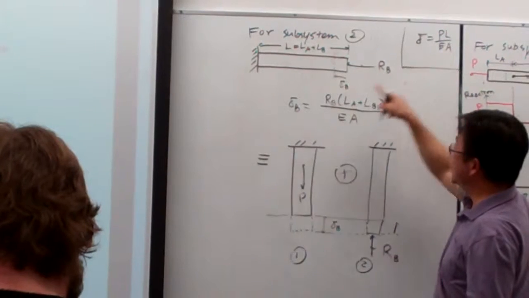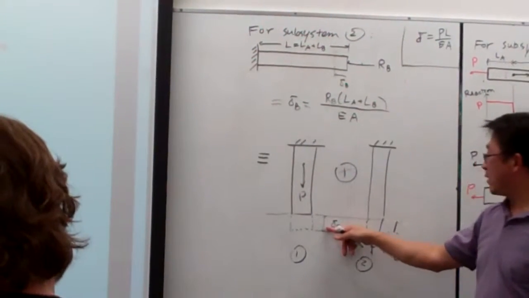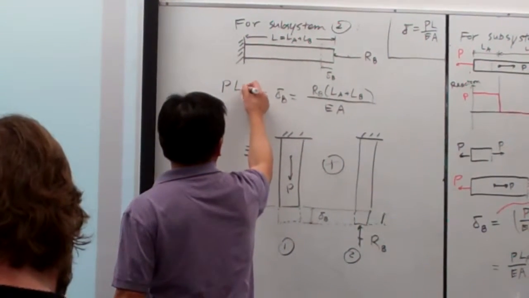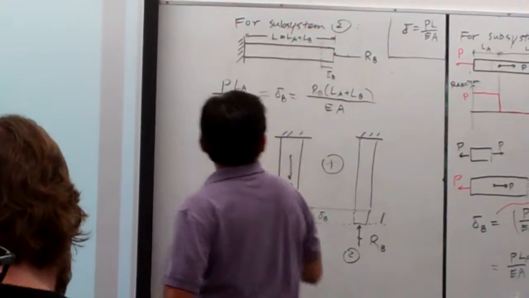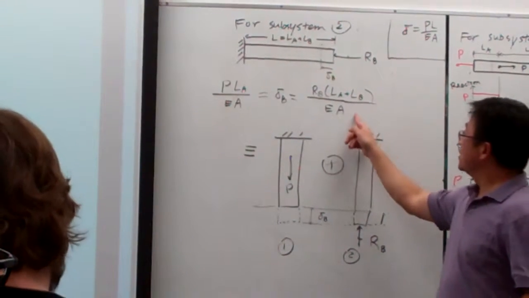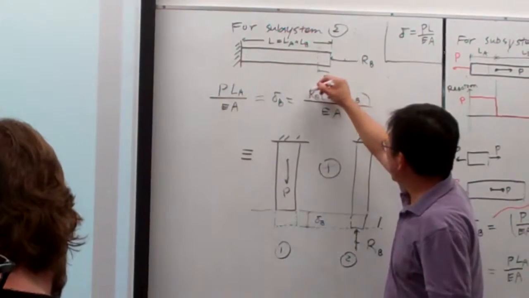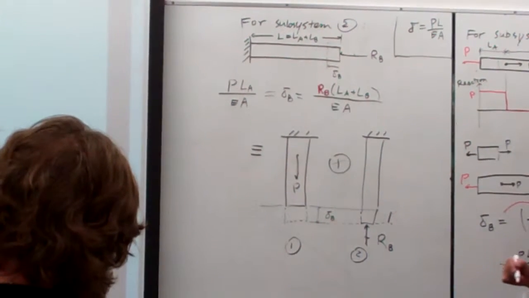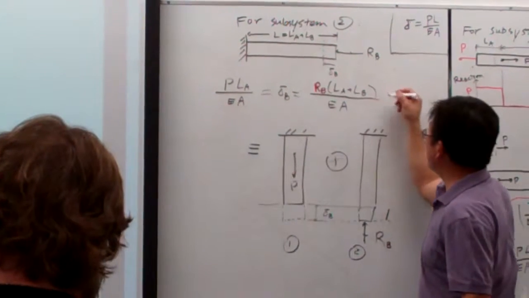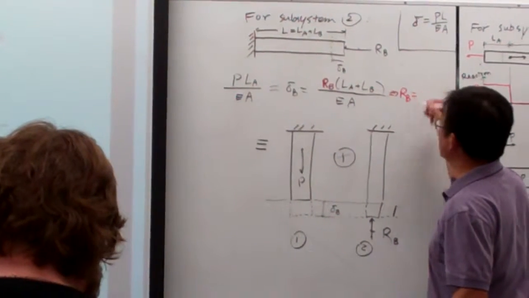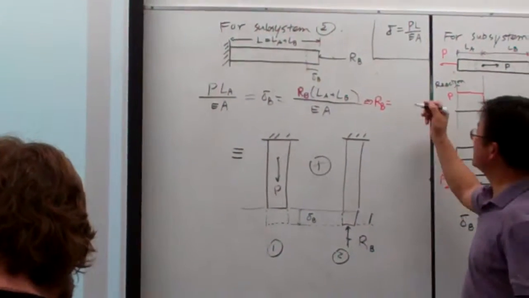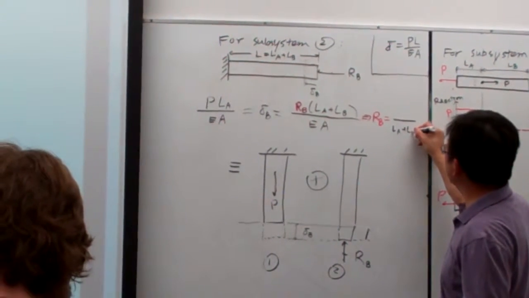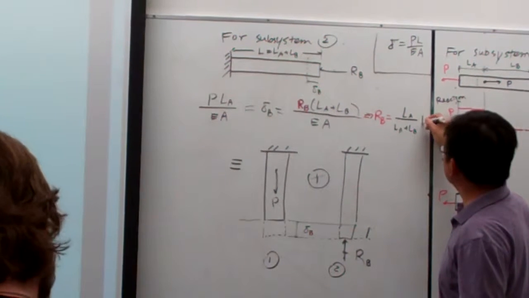So now this is PL over EA, this generic. And what is delta B? Delta B is translated from what we have done earlier. So we copy the information from the previous case: PL over EA. If you look at the right-hand side and the left-hand side, RB is the only unknown we're looking for, right? So using this, we can solve for RB. That will be equal to LA over LA plus LB, times P.